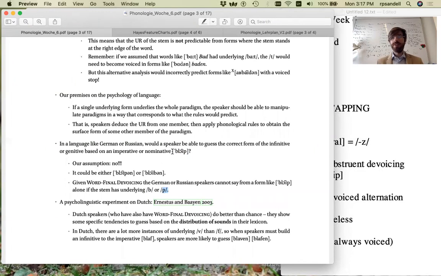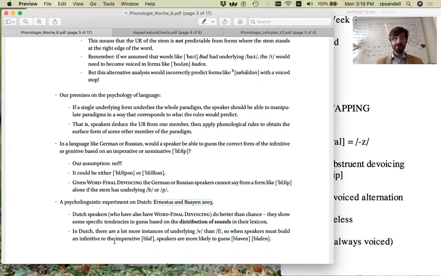So it's not the case that if they are shown bleibt, that they simply half of the time guess that the corresponding infinitive is bleiben and half the time guess that it's bleipen. They actually show some tendencies to guess what the infinitive would be based on the distribution of sounds in their lexicon. So in Dutch specifically, for instance, there are a lot more instances of an underlying voiced labiodental fricative, the V, in comparison to the corresponding voiceless sound.